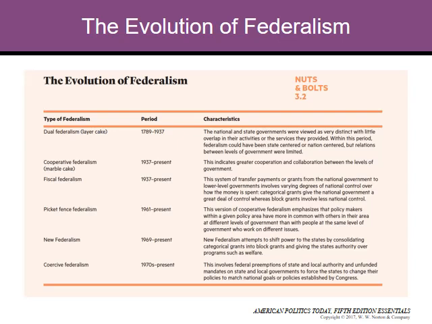Coercive federalism, which starts in the 1970s and goes to the present, involves federal preemptions of state and local government authorities and underfunded mandates on state and local governments to force the states to change their policies to match national goals or policies established by the Congress.